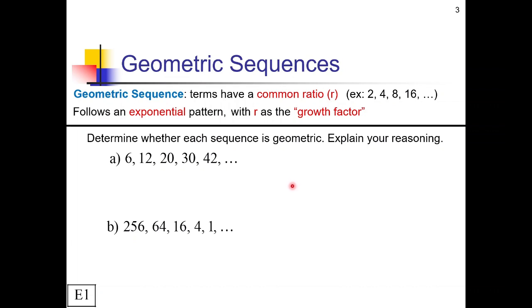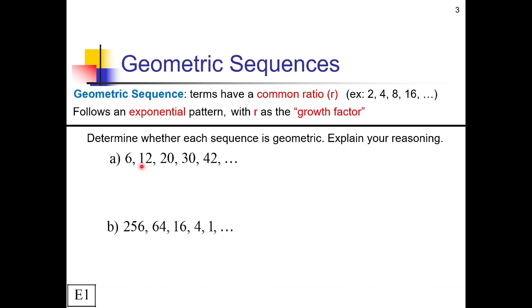So with that in mind, we've got two sequences for you down here. See if you can figure out whether each of these is geometric with a reason to explain your decision. Give it a shot. All right, so in order to figure out if a sequence is geometric, let's look back at our definition. Geometric sequences have a common ratio. So if we find the ratio of one term to the term before it, and just keep doing that, if we keep getting the same number, that would tell us we have a geometric sequence.